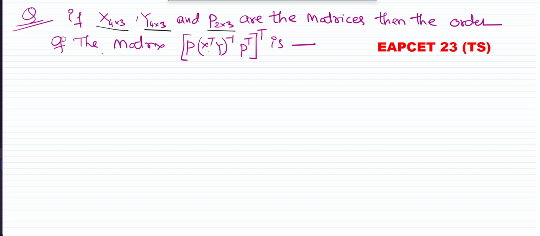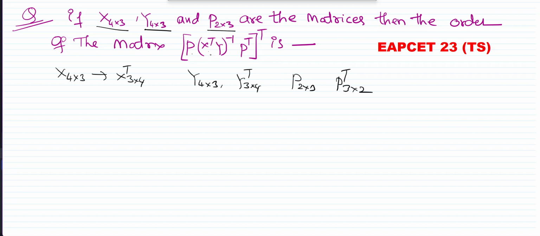Here the order of X, capital X, is given: that is 4 by 3. The order of X transpose is 3 by 4, and the order of Y is given as 4 by 3, and the order of Y transpose is 3 by 4. P is given as 2 by 3, so the order of P transpose is equal to 3 by 2.